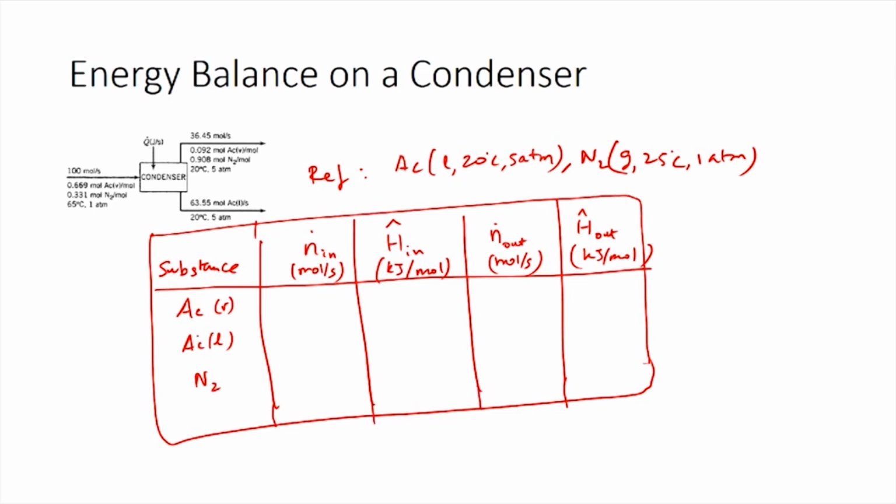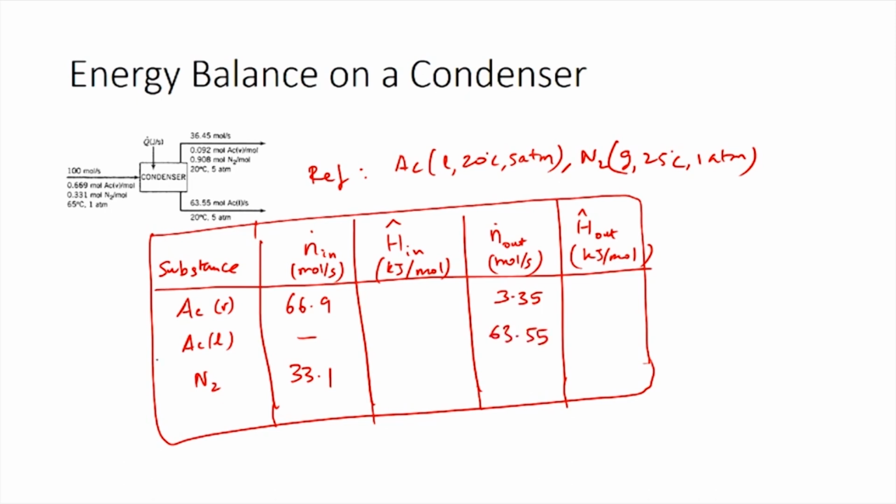So, the molar flow rate for acetone which is entering is 0.669 times 100, which is 66.9, and you do not have any acetone liquid entering, nitrogen would be 0.331 times 100, which is 33.1. So, similarly the outlet streams, you have 36.45 moles of acetone nitrogen vapor mixture leaving. So, acetone vapor leaving would be 0.092 times 36.45, which is roughly 3.35. Acetone liquid leaving is only through this stream, and we know the number of moles is 63.55.